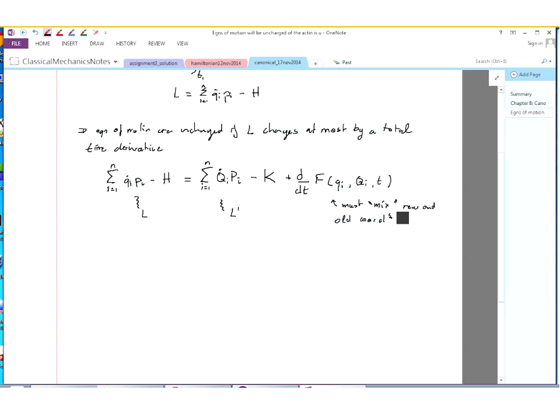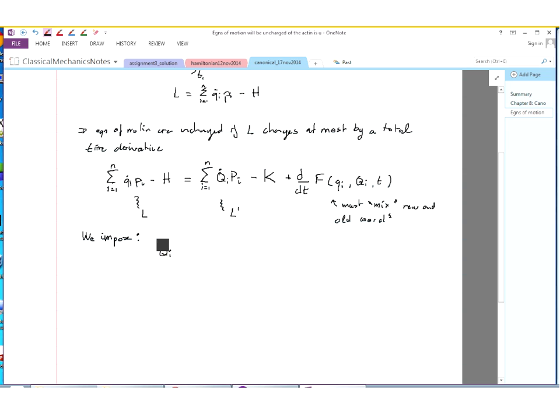Okay, so that's what we require. So we're going to find out the conditions for the transformation to be canonical by requiring that the Lagrangian is unchanged. So we can impose that the transformation is canonical, and we'll find out what the consequences are.